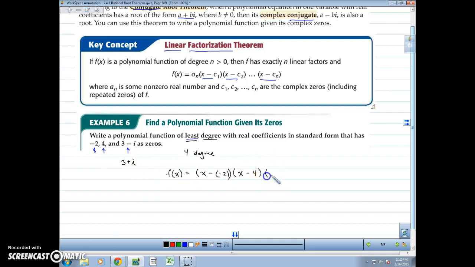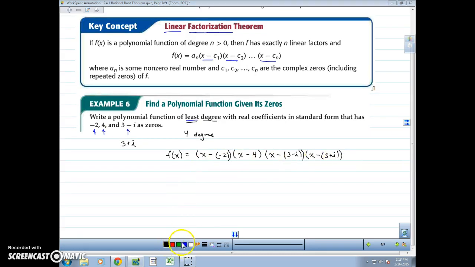And here's where it gets a little bit tricky, because now we have to do x minus 3 minus i. Make sure that the 3 minus i is in parentheses and that you're subtracting the whole conjugate from x. And then our last one is going to be the 3 plus i, so x minus 3 plus i. Okay. And so we can simplify this a little bit.